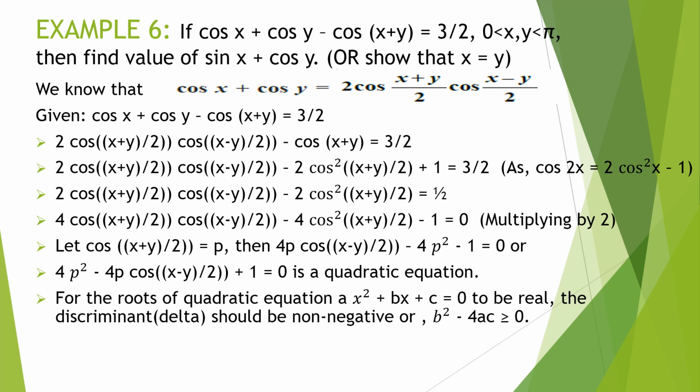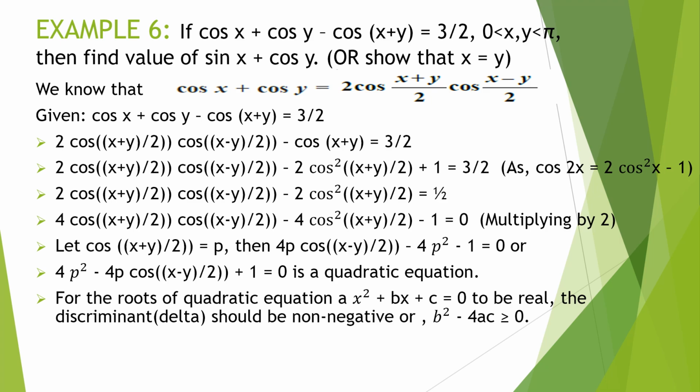What we are doing is just multiplying by 2 so that the right hand side half gets converted to 1 and we can have a proper quadratic equation. So now over here, what is the equation? 4 cos((x+y)/2) into cos((x−y)/2) minus 4 cos²((x+y)/2) minus 1 equal to 0.